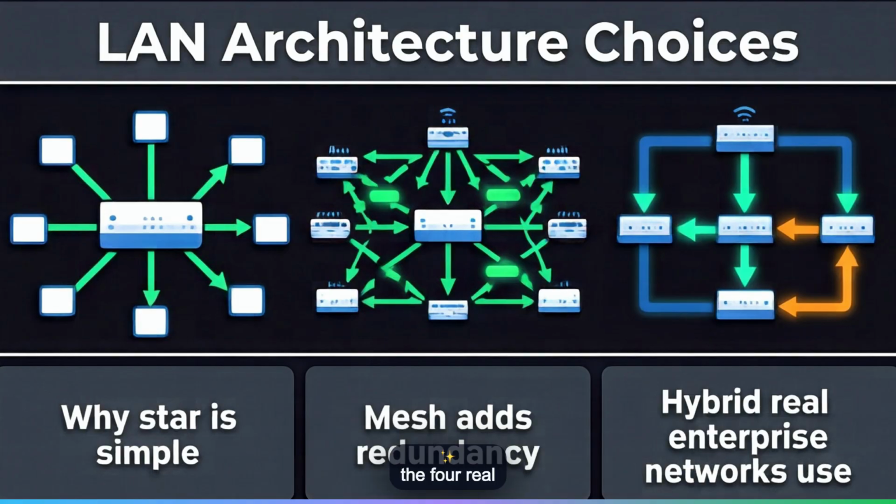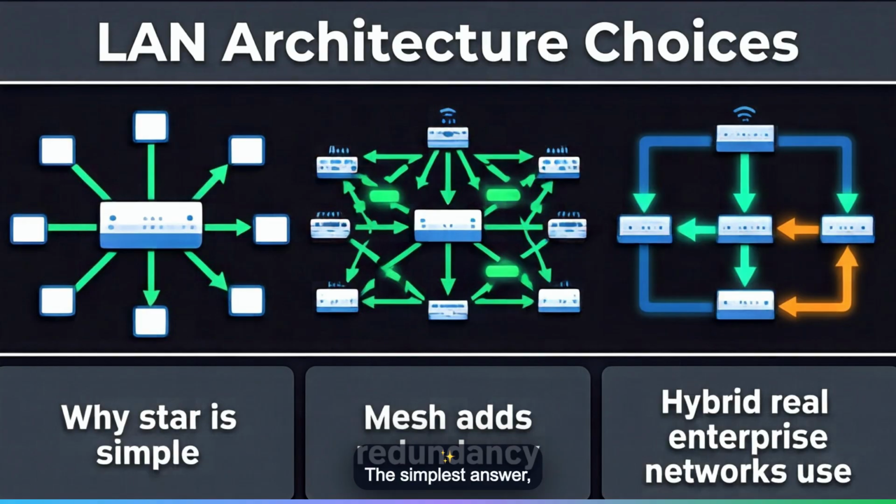Let's dive into the 4 real-world architectures you'll face: star and mesh topologies, 2- and 3-tier campus LANs, spine-leaf data centers, and SOHO setups. Imagine you're setting up a small office. 5 computers, 1 printer, 1 internet connection. How do you wire them?